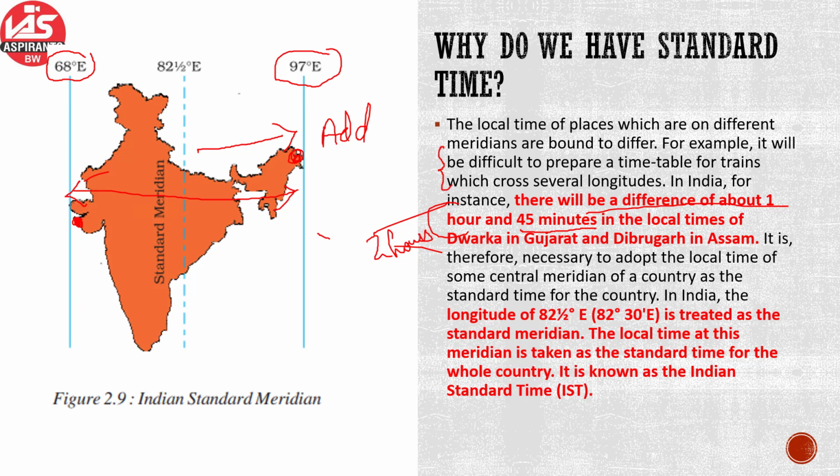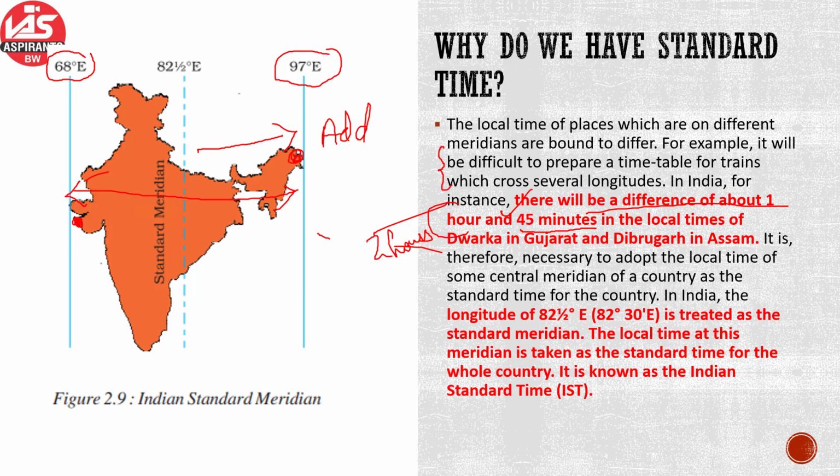trains, okay, if we follow the exact 15 degree thing and we move ahead by 1 hour, then in that case there may be a case that trains can collide, because it'll be very chaotic basically to make different timetables for trains. So it's better that we follow a uniform pattern. So that is the reason we have a standard time from Gujarat to Assam, right?